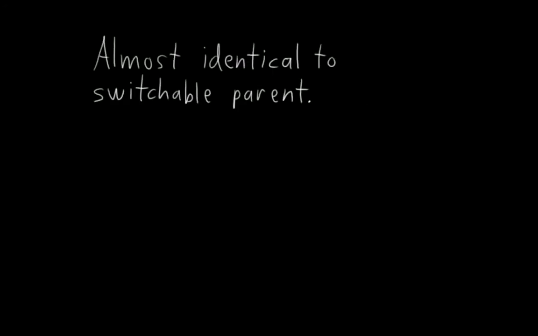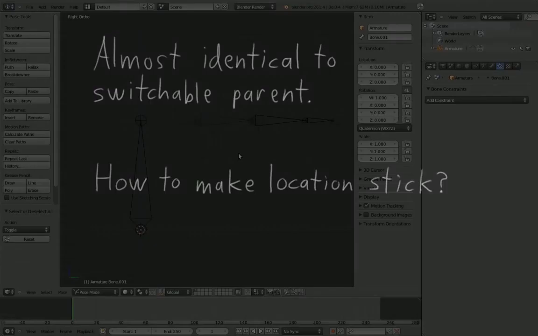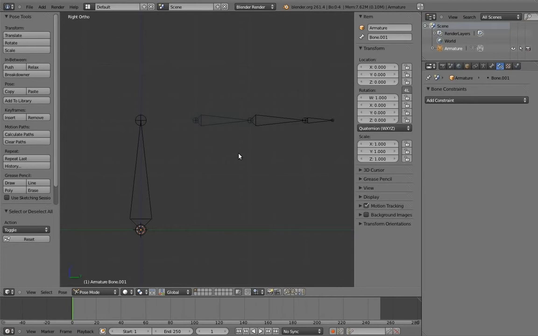If you think about it, all we really need to do is make a switchable parent, except we want the bone chain's location to stick to the parent even when the switch is off. So all we need to figure out is how to make the bone chain's location stick, because we have the switchable parent figured out already. So we have a body bone and an arm chain here. If we want the arm chain's location to stick with the body bone, we can do it with a simple copy location constraint. So constrain the base bone of the arm to the location of the body bone.